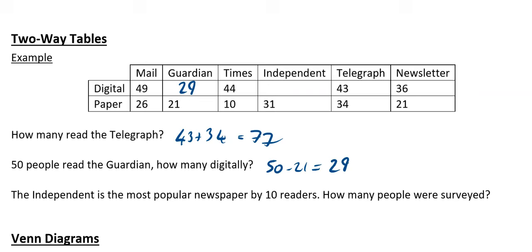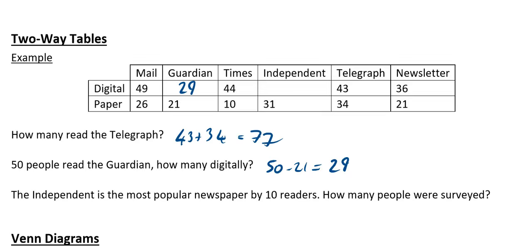And the next bit says the Independent is the most popular newspaper by 10 papers. How many people were surveyed? So it's the most popular newspaper by 10 readers. So the second highest number then would be this one, which is 49. It is the most popular newspaper, so that's incorrect what I've been saying.